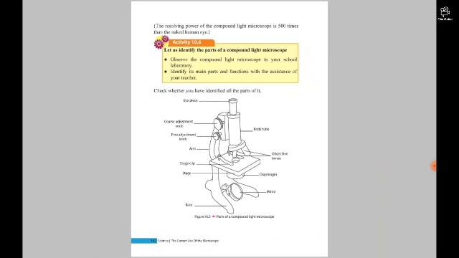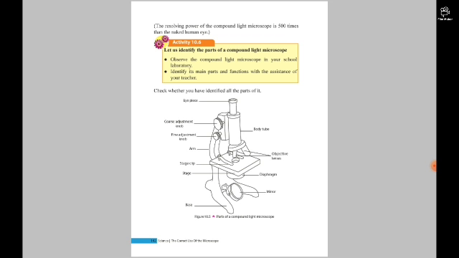Next, 10.6. Let us identify the parts of the compound light microscope. You have to observe a compound light microscope in your school laboratory and identify its main parts and functions with the assistance of your teacher. However, I have done a video too. You can watch it and identify the parts of a microscope.